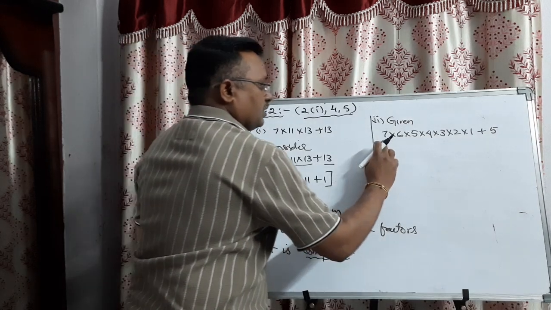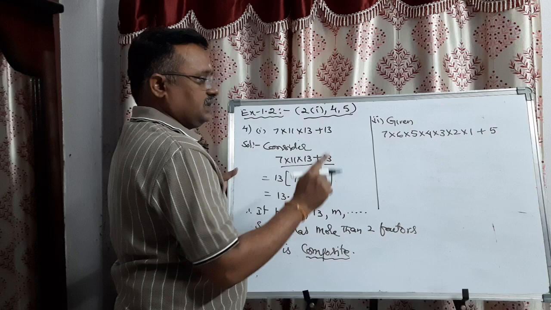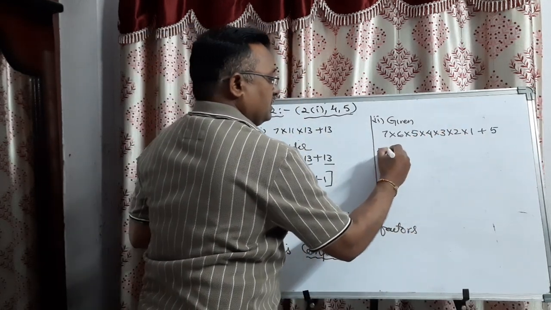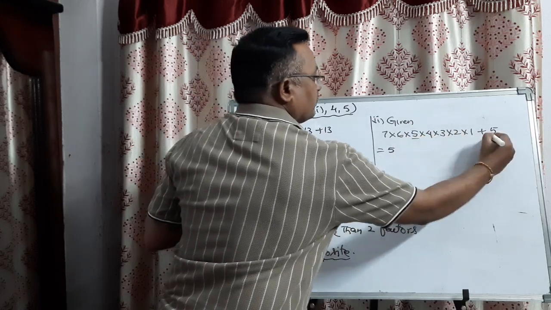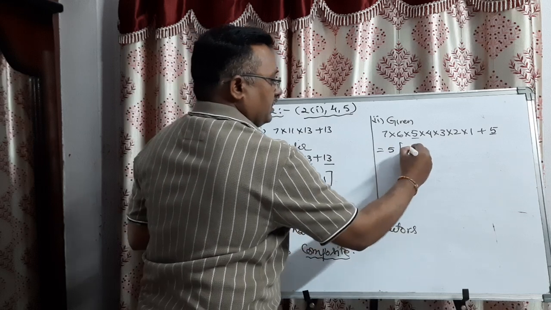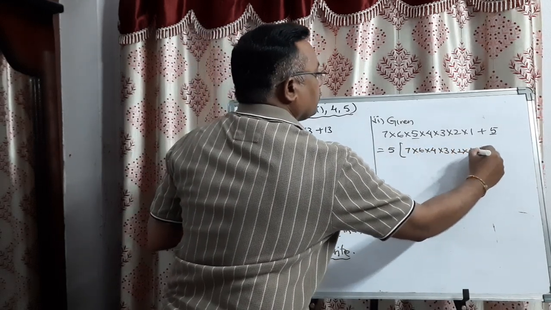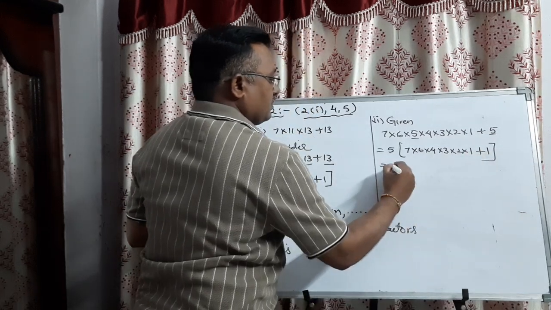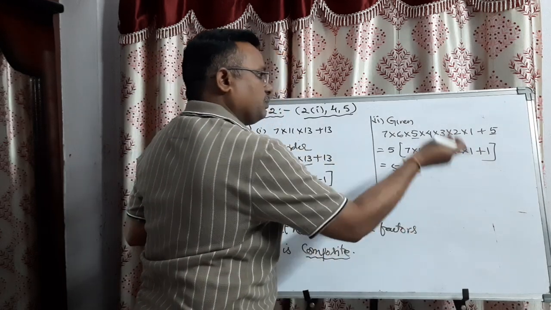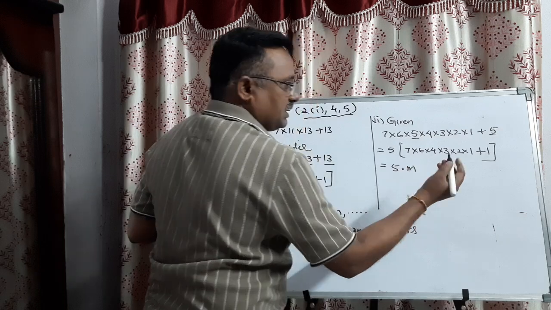Already I told you, the product of any number of terms will become a monomial. The first term, then plus is coming here, so the second term starts. Among all these we can take 5 common. Then the remaining value after taking 5 common is 5 into 6 into 4 into 3 into 2 into 1 plus 1. This is equal to 5 into, you need not waste your time, whatever the value may be, small or big, take it as m, that's it.